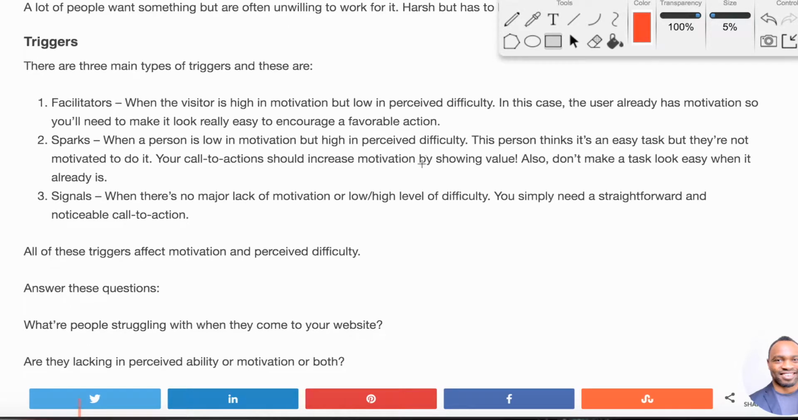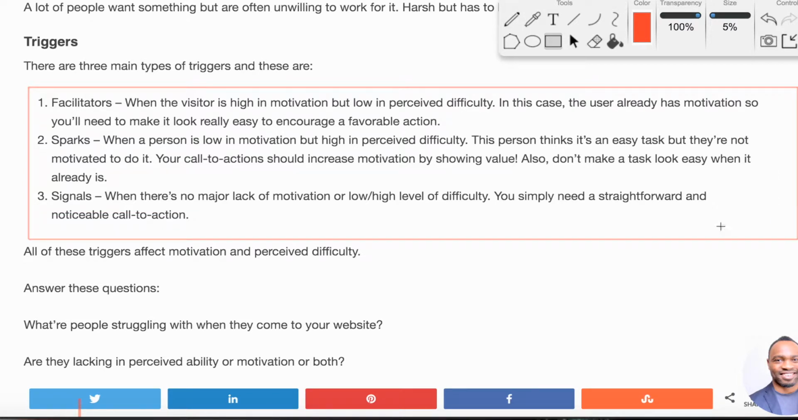Triggers. There are three main types of triggers: facilitators, sparks, and signals. Facilitators: when the visitor is high in motivation but low in perceived difficulty, you just need to make it look really easy, because chances are they want to see that it's easy to do. They already want the product. Just make it easy for them, and they'll do it.